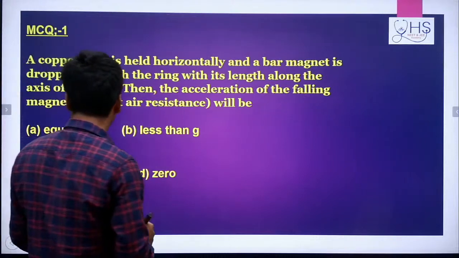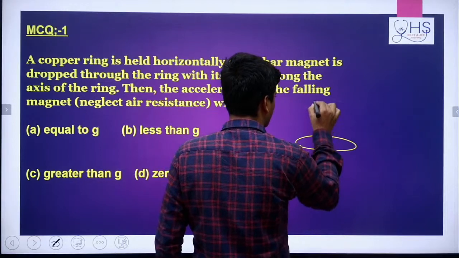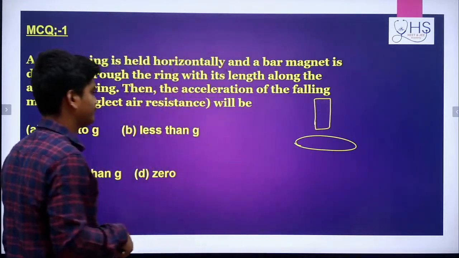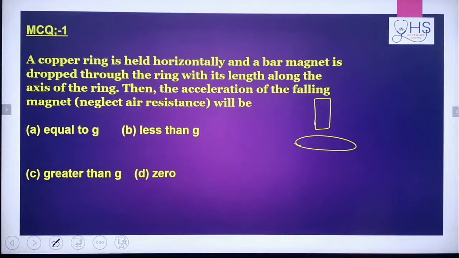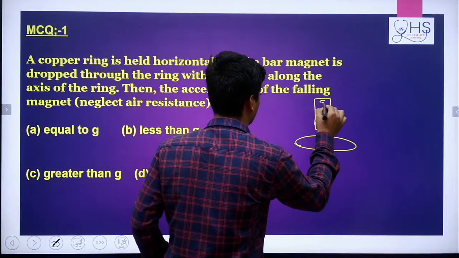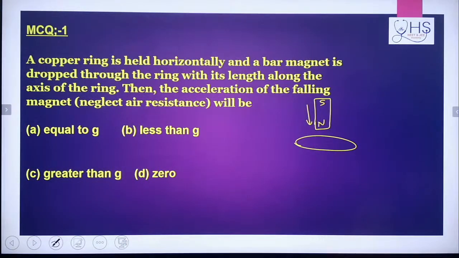So what exactly are they saying here? They are saying a coil is there. In this coil, one bar magnet is falling. One coil is there, held horizontally, and one bar magnet is falling. Suppose this is the north pole, this is the south pole. It is falling down like this. Okay. Now what will happen?